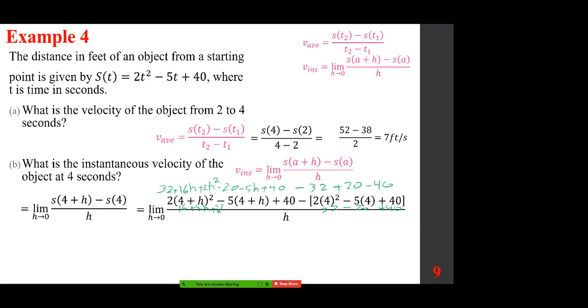I hope you see that. 32 and negative 32, 40 and negative 40, 20 and negative 20, and then 16h and minus 5h is 11h, and you have 2h squared. You take out the h. So we have 2h squared plus 11h left from the numerator. I hope you see that there's a lot of algebra involved, but calculus, not a big deal.